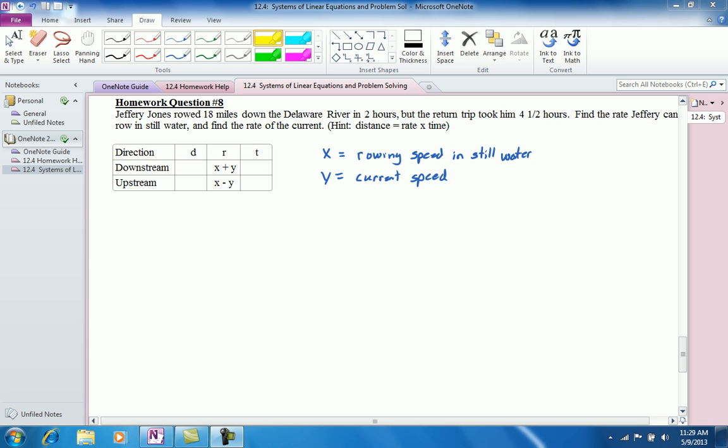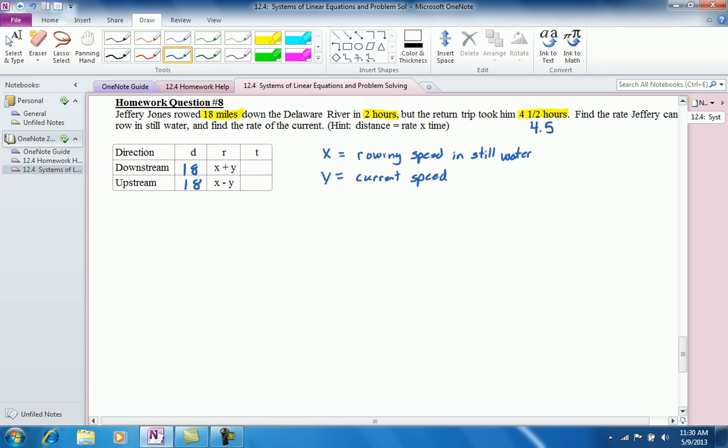Okay, so now let's fill in our table, first filling in the distance. The distance from the problem is given to be 18 miles. So he's going to go 18 miles downstream, and then he's going to go back to where he came from, and he's going to go 18 miles upstream. Okay? And now the time. Filling in the time, I'll notice there are actually 2 times given. 2 hours and 4.5 hours, which will be a little easier to work with.